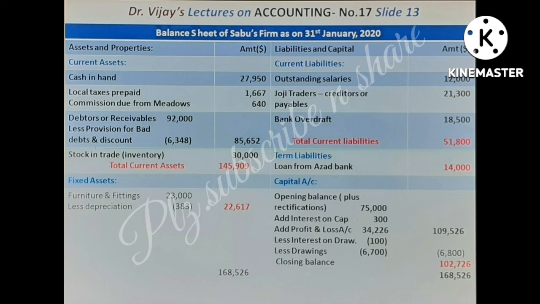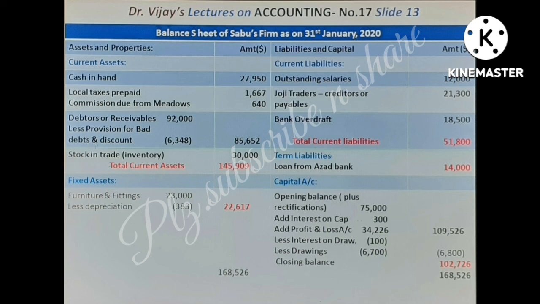Liabilities are divided into current liabilities and term liabilities. Current liabilities are outstanding salaries 12,000, Joji Traders creditors 21,300 and bank overdraft 18,500. Total current liabilities is 51,800. Then come term liabilities. It is only one item, loan from Asad Bank 14,000.